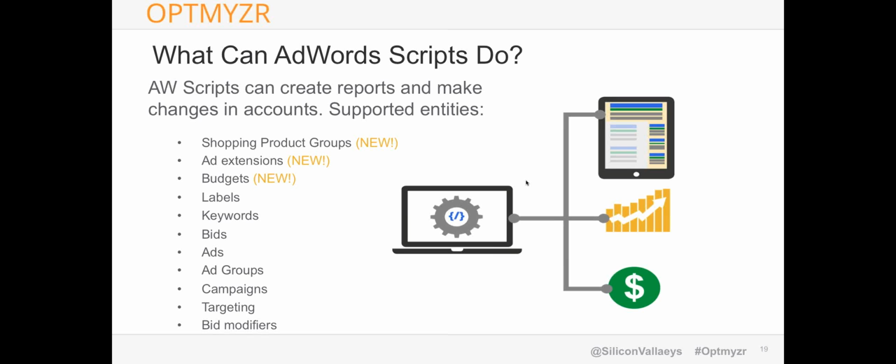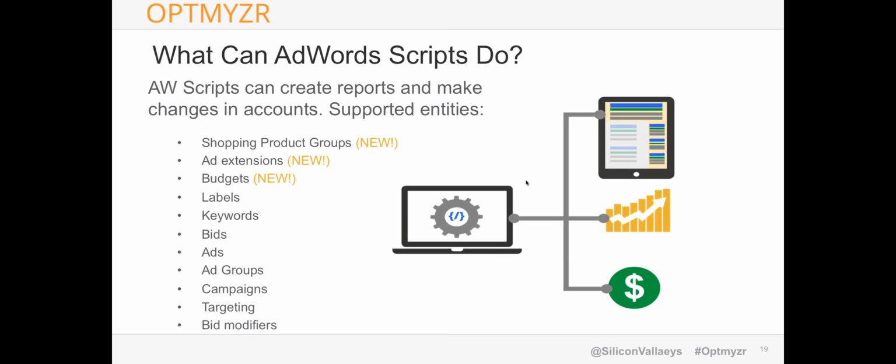And the entities that are supported include shopping product groups. This is relatively new, but anyone who's running a shopping campaign, you can automate that with a script. Ad extensions like site links, you can manage those automatically through a script. You can manipulate budgets. So you could imagine a script that automatically updates your daily budgets based on how much budget is left to the end of the month, right?